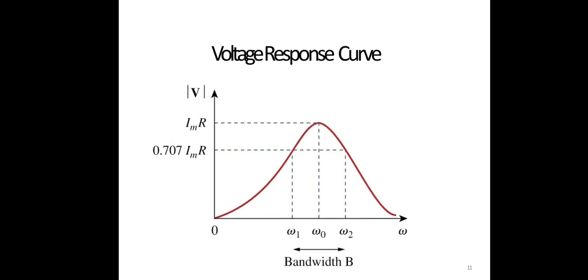Now let us take the voltage response. The voltage to frequency response here is Im into R, which is the maximum like this, and 0.707 of Vm is the Im into R, V instead of I. So here also it is the same: the bandwidth versus the voltage response curve of the series resonant circuit.